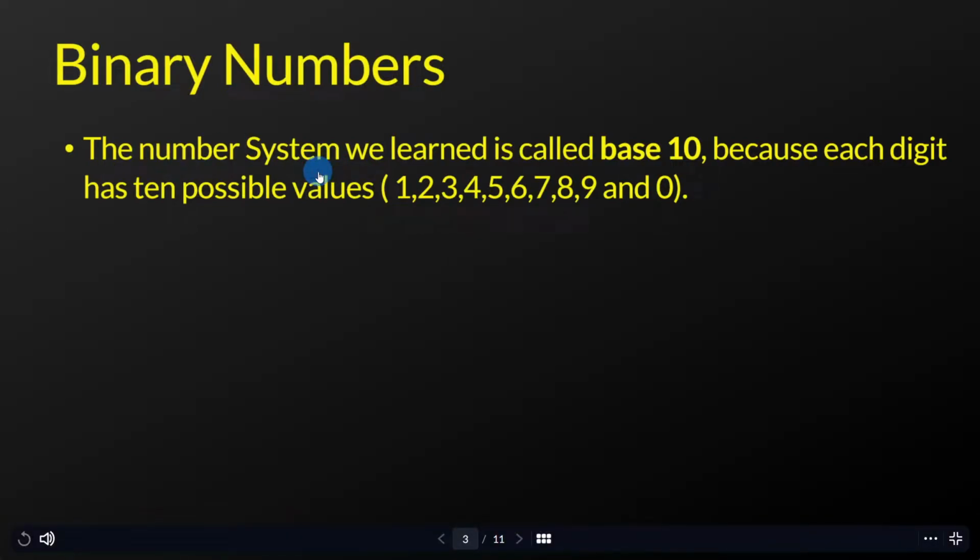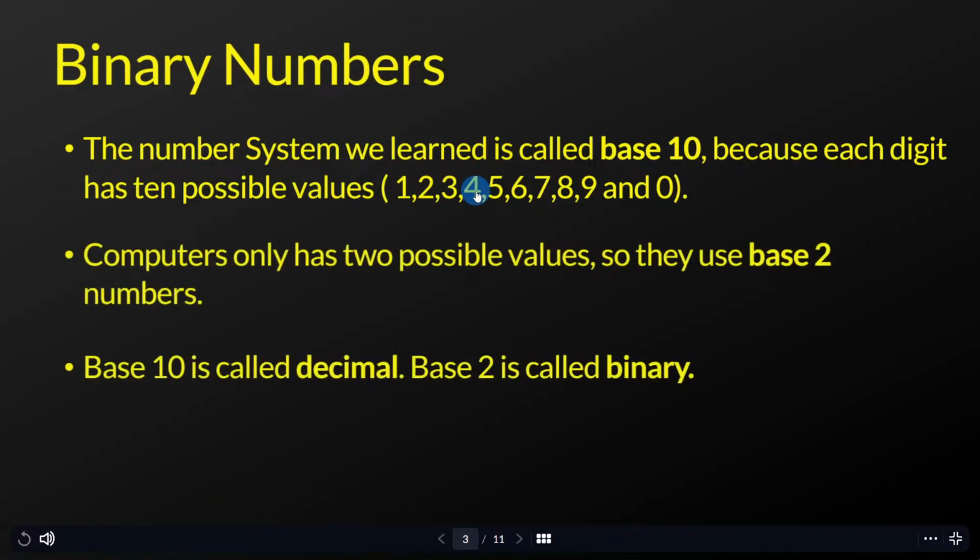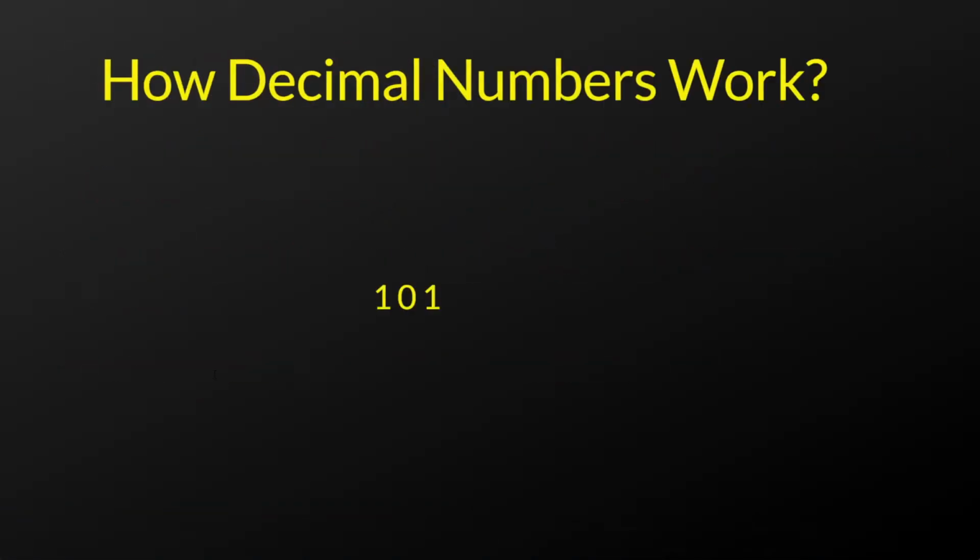The number system we usually use, the one you probably learned in elementary school, is called base 10 because each digit has 10 possible values, that is from 0 to 9. But computers don't have these digits. They have only two possible values. They are called bits, and they can be represented as only 0 or 1. So we call this base 2. In other terms, base 10 is called decimal, and base 2 is called binary.